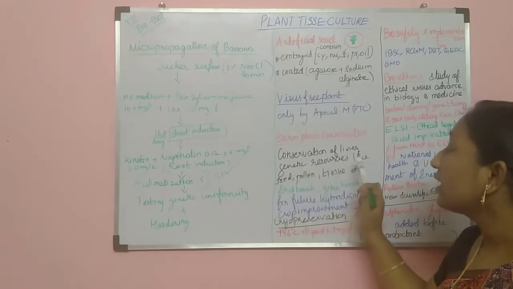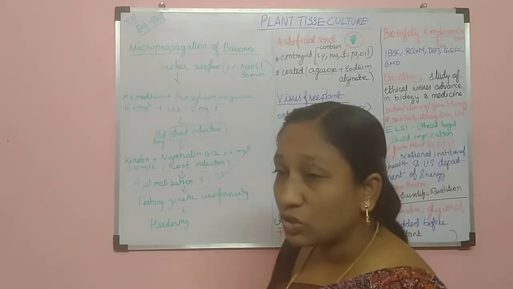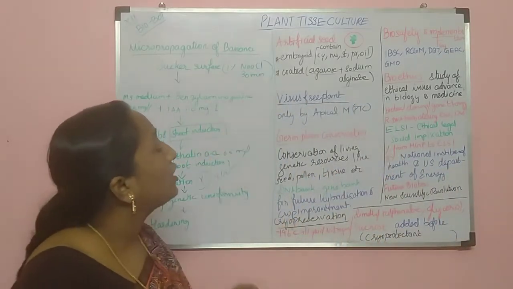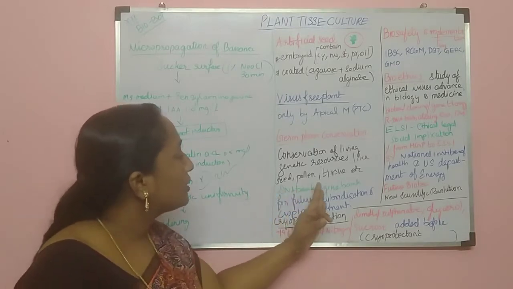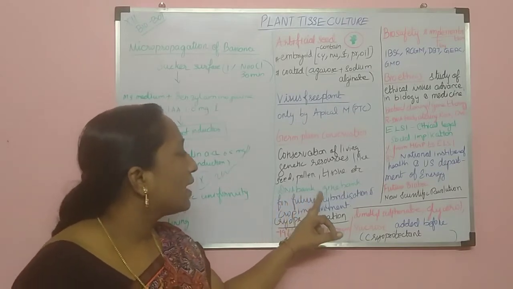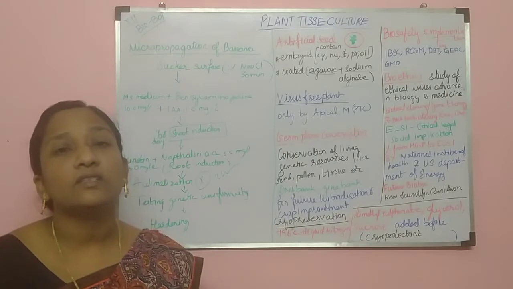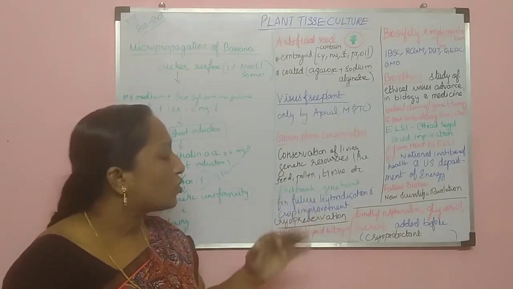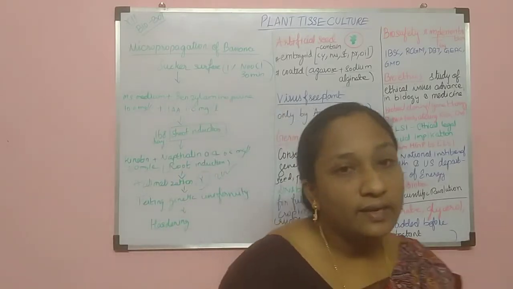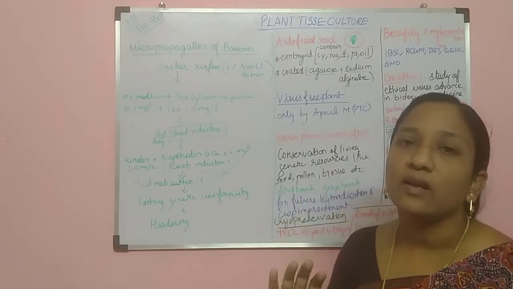So here what are we conserving? Conservation of living genetic resources, like seeds. Seeds can be stored. Pollen grains can be stored. Tissues can be stored, or artificial seeds can be stored. All those things can be stored for future use. Here the DNA bank and gene bank, and a lot of other agencies, are involved in storing this germplasm. They will be stored in a dry condition in a proper sterilized container for a prolonged time.